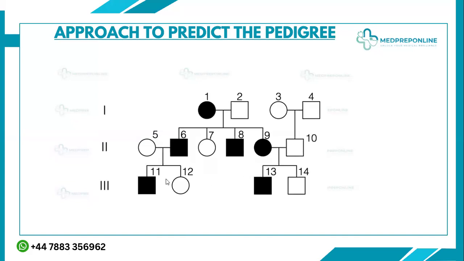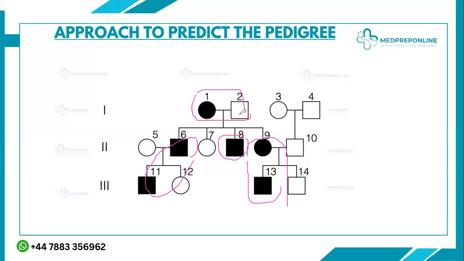We are going to see whether parents are affected or not. So we can see that there is no skip generation. Even here you can see skip generation is not there, and each child has an affected parent. Then the second thing is to see whether males or females are affected. We can see both males and females are affected, so it is dominant. Now either it could be X-linked dominant or autosomal dominant.